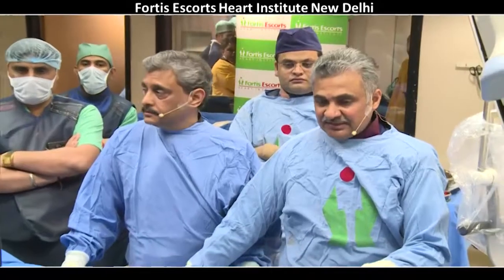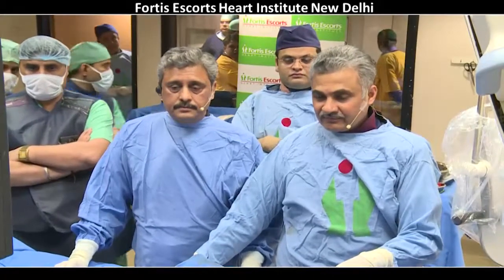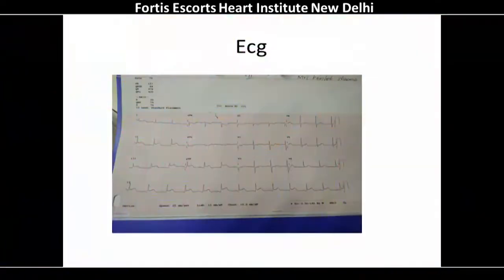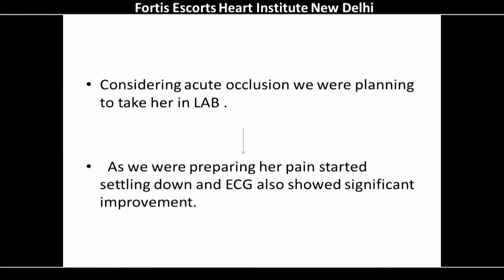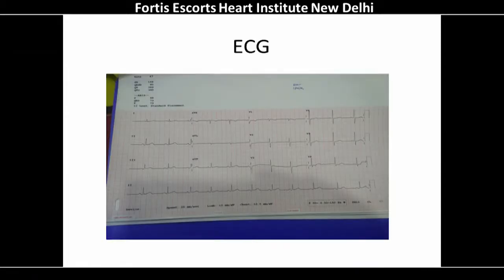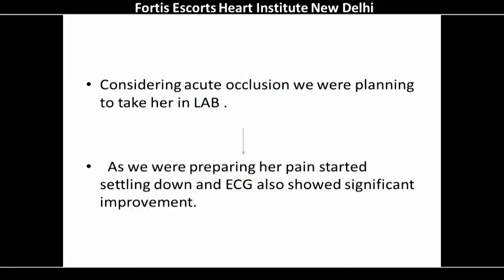Can I have the next slide, please? You see the clear ST elevation in 2, 3 and AVF. She represents, and we were thinking that this may be an acute occlusion. Considering the acute occlusion, we are planning to take her to the lab, but as we are preparing, she started settling down. The ECG showed significant improvement.